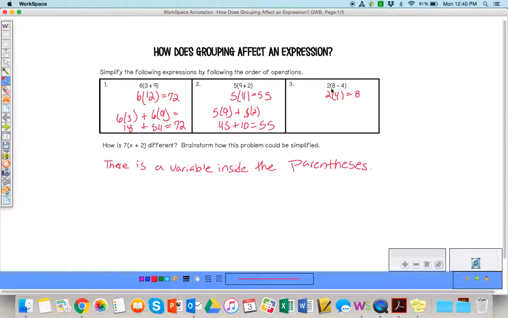It would be the same thing with this last problem too. So what we have to do is break it up: 7 times x plus 7 times 2. 7 times x, we just leave as 7x. 7 times 2 is 14, and we put it together with our plus sign. So our simplified expression is 7x plus 14. That's as simple as it can go. We can't make it any smaller until we know what x is actually equal to.